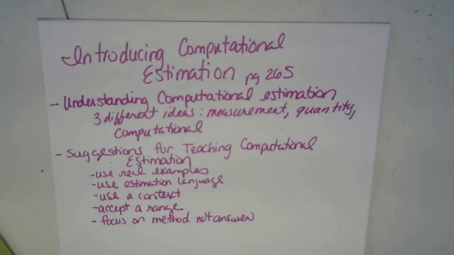Students should understand that they are trying to get as close as possible using efficient methods, but there is no one correct or winning estimate. So we just want them to get approximate, want them to get close, want them to get just about.